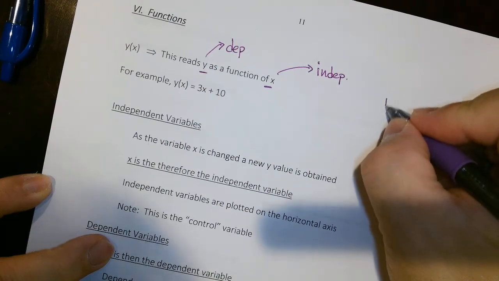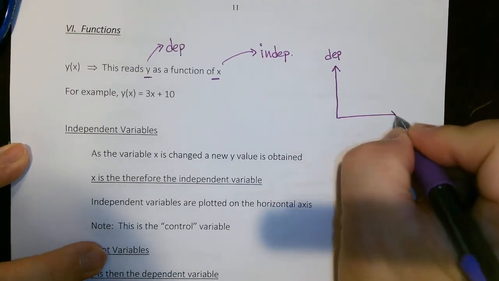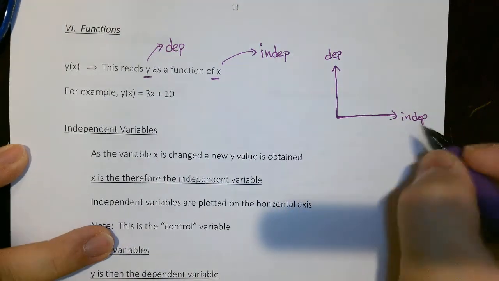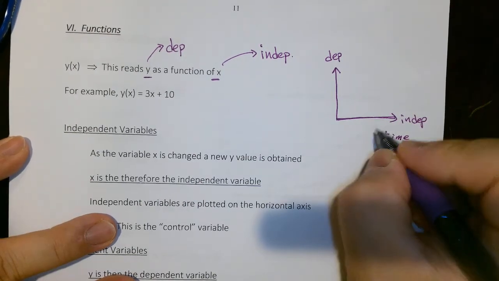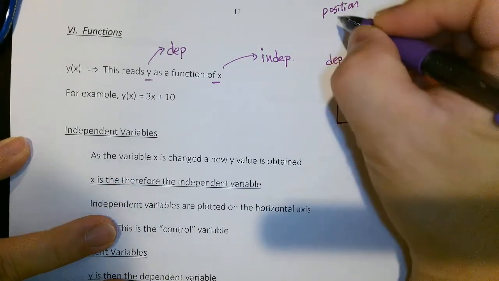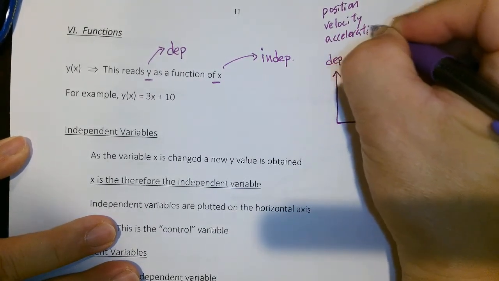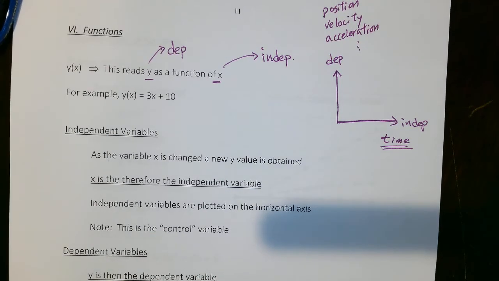It's always recognized that you put the dependent variable on the vertical axis and the independent variable on the horizontal axis. In physics, the independent variable can be time, right? Most of the times, it's time, okay? The dependent variable can be position, velocity, acceleration, etc., okay? Because time is the variable we can plug in to find out where the position is, how fast it's going, what kind of acceleration it possesses, etc.